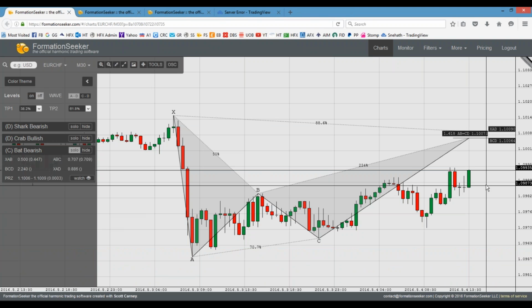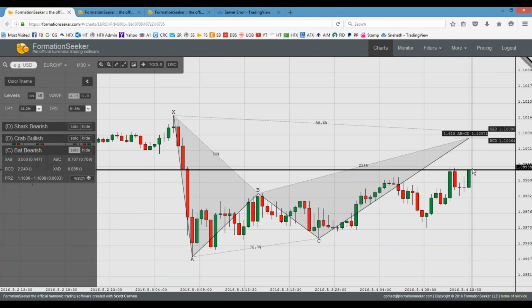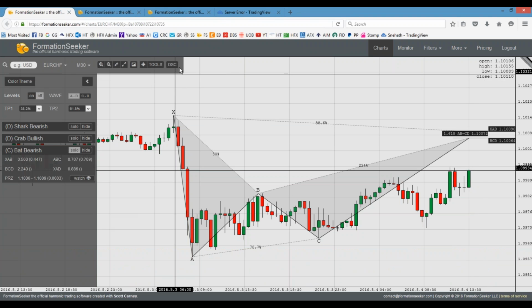This is Euro Swiss, which I've covered. So it's moving up very quickly, so we might have an entry on this.